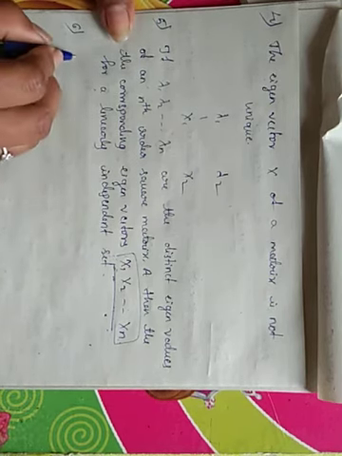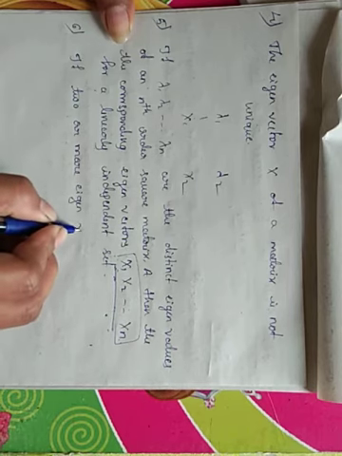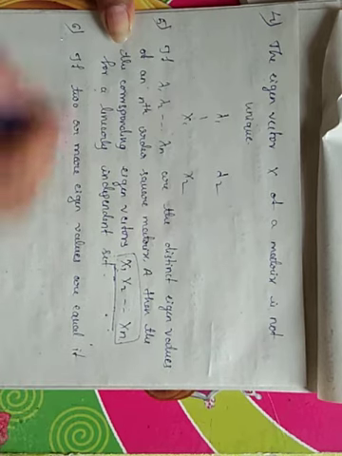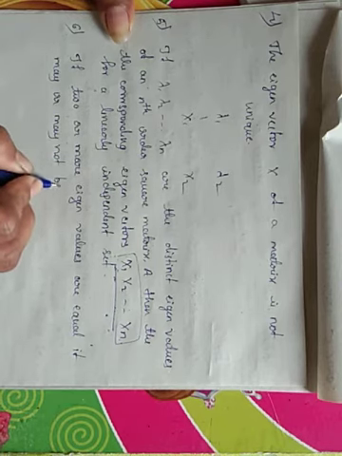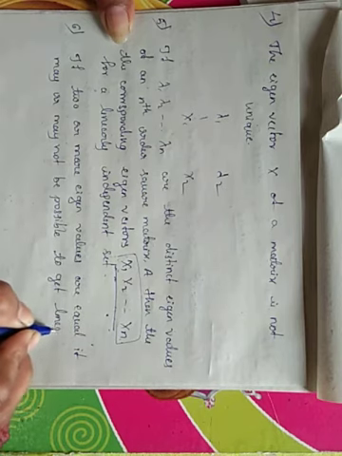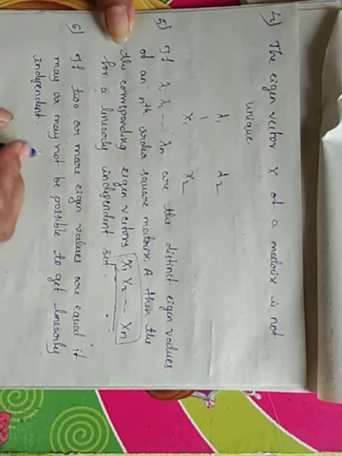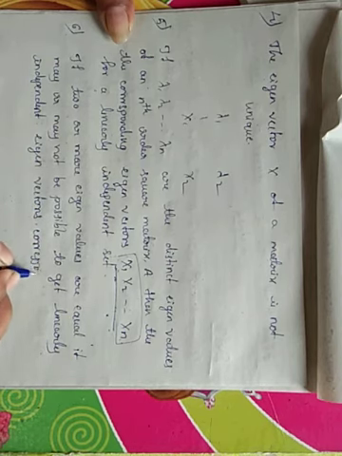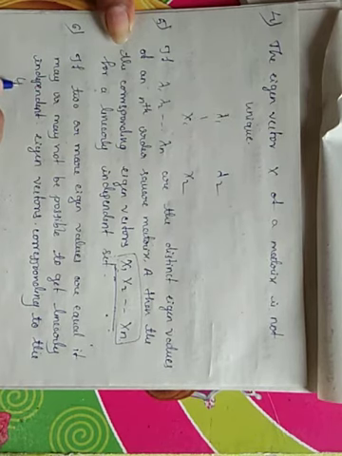Come to the next property. If two or more eigenvalues are equal, it may or may not be possible to get linearly independent eigenvectors corresponding to the coincident eigenvalues.